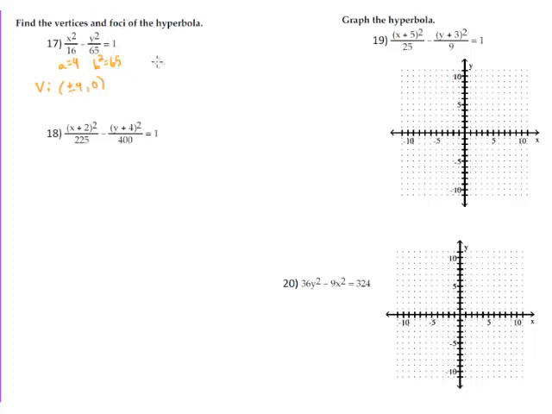Then to find the foci, we need c, which for hyperbolas, the Pythagorean relation is the one we know and love. A squared plus b squared equals c squared. 16 plus 65 equals c squared. That's 81 equals c squared, so c is 9. So our foci are at plus and minus 9, 0.